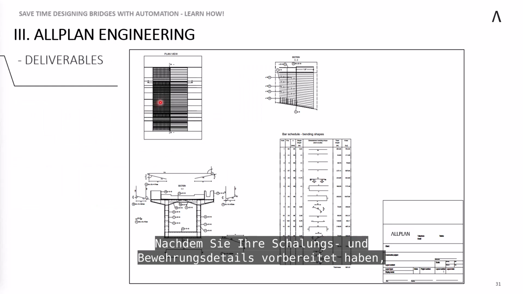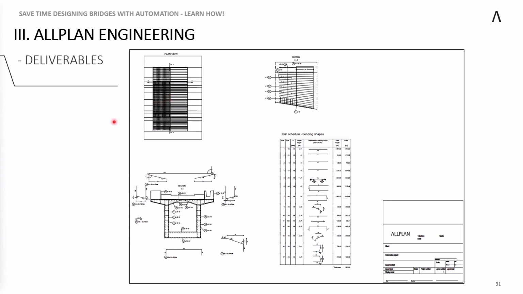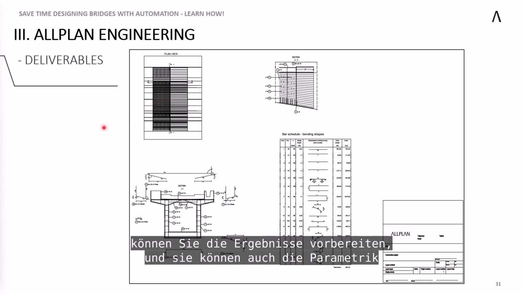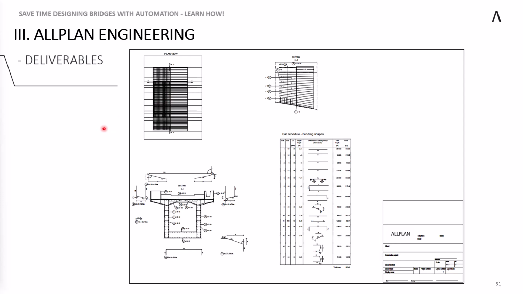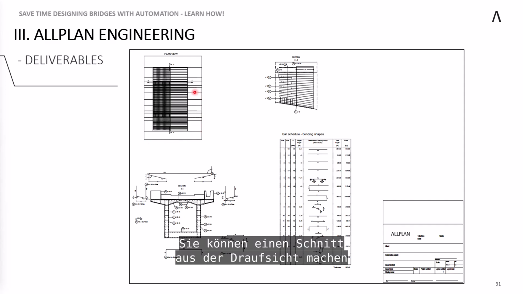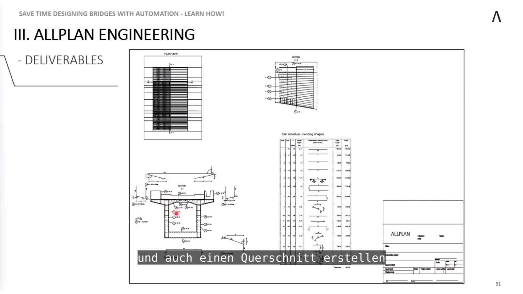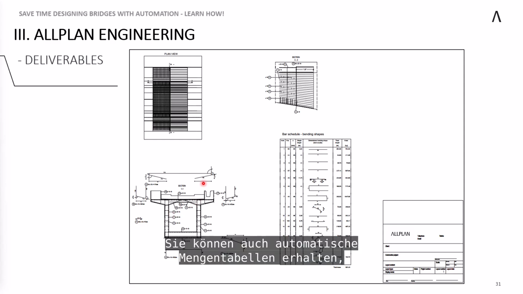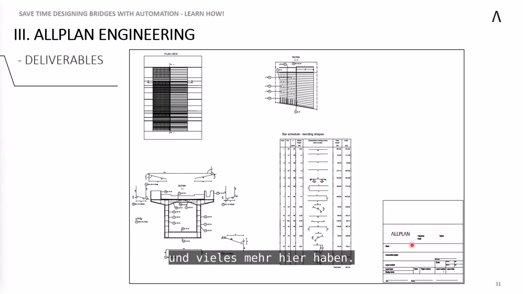After you have prepared your formwork and reinforcement details, you can prepare deliverables, and they can also complete the parametric design with the elements you defined. You can take a cut from plan view, and you can also make a cross section and label your reinforcements, and you can give dimensions to them. You can also get automatic quantity tables that can be updated parametrically. You can have your individual company logo and many more here.